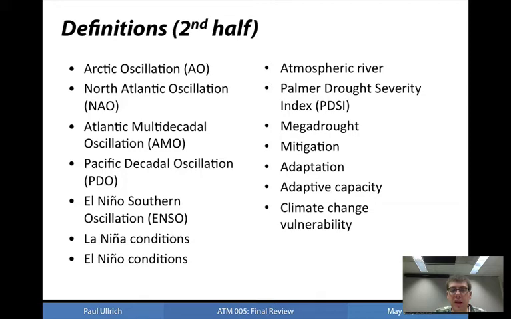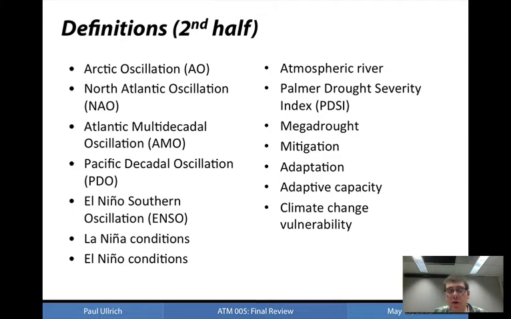The Pacific Decadal Oscillation is the analogous oscillation that occurs within the North Pacific. The Pacific Decadal Oscillation occurs on a timescale of decades and is associated with warm sea surface temperatures in the Eastern Pacific and cooler temperatures in the North Pacific. I refer you to the slides in order to learn more about the connections associated with the PDO.